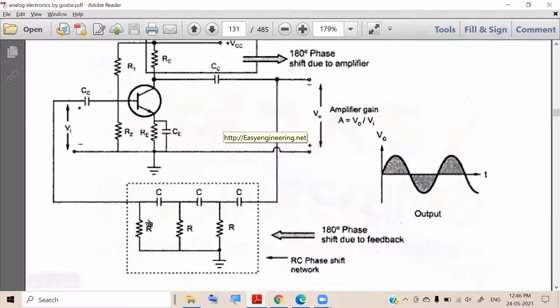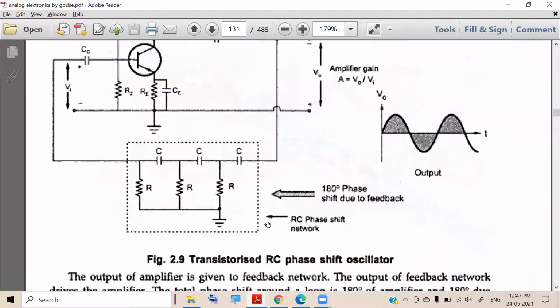Each RC network provides a phase shift of 60 degrees. That is the reason the author named it the RC phase shift oscillator.